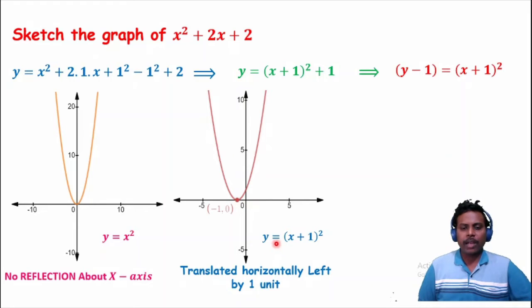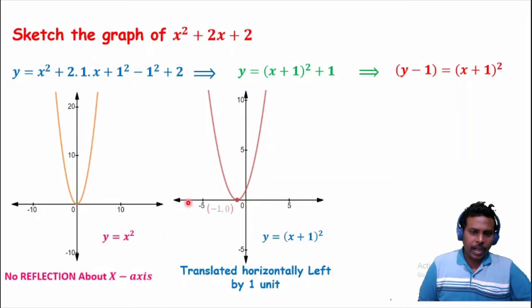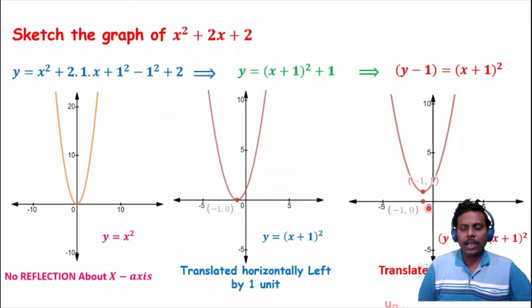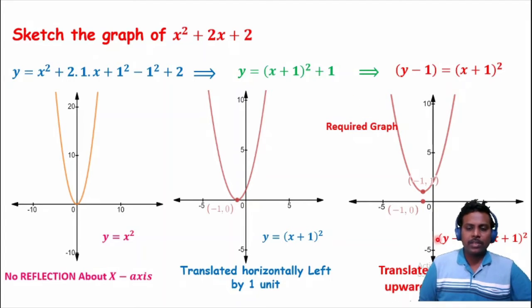Okay. Now this is the graph of y is equal to (x plus 1) whole square. After doing this, we have to go with the vertical translation. So this graph is translating up by one unit. Here is the graph of it. This graph is translated one unit up. So this is the graph of y minus 1 is equal to (x plus 1) whole square, which is the required graph. Okay. This is how one can sketch the graph of a given quadratic expression.